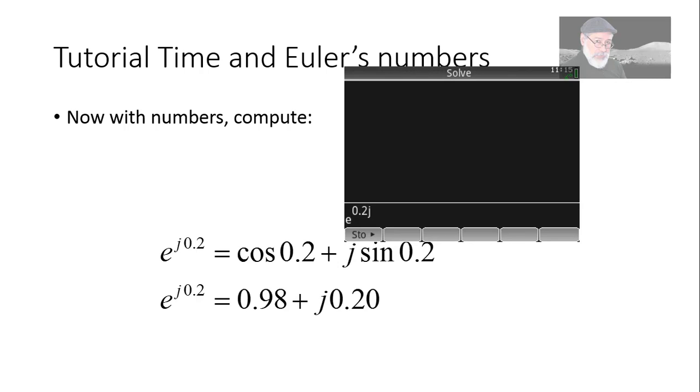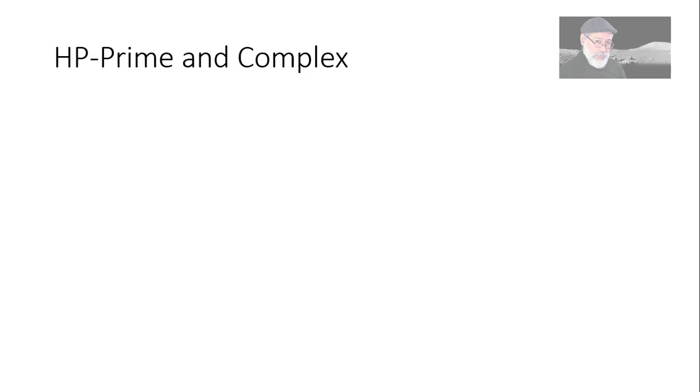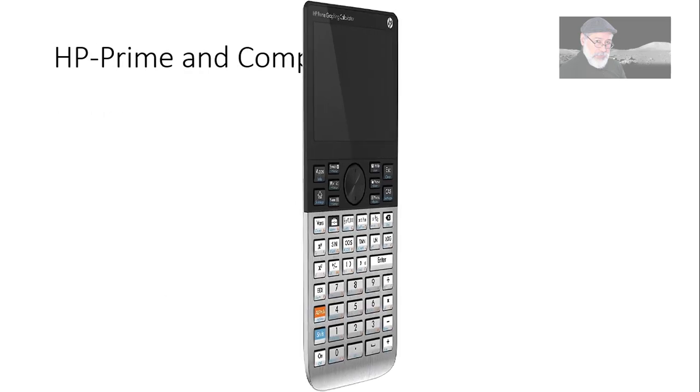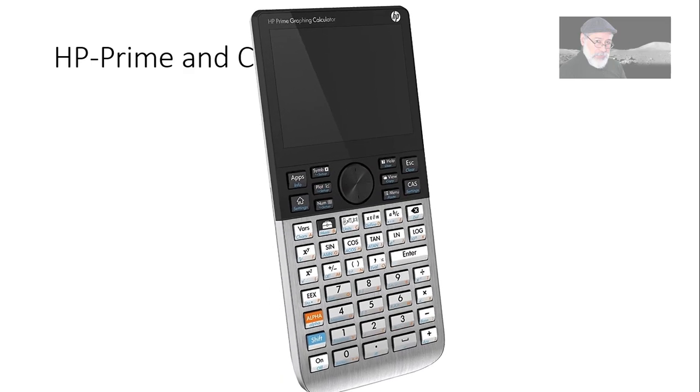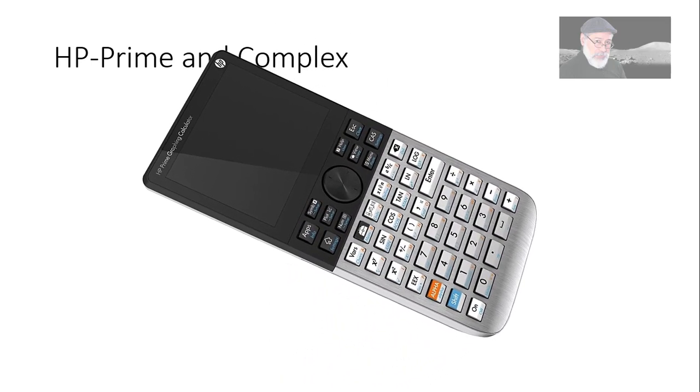Exponential of 0.2j, enter, and we get, absolutely, the real part is 0.98 and the imaginary part is 0.19866 something, 0.2. Well, now that I'm doing that using the calculator, the HP Prime, wait a minute, what? The HP Prime is the top of the line of calculators produced by Hewlett-Packard, and in my opinion is probably the most powerful calculator that I have ever seen and worked with. And let me tell you, I have used almost every single calculator that has been produced.